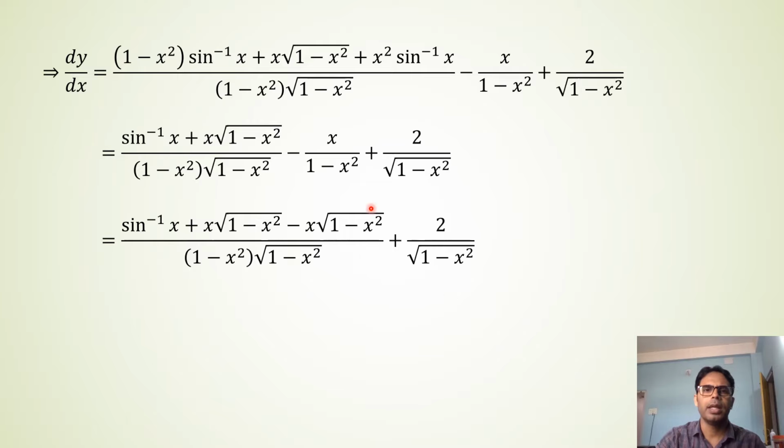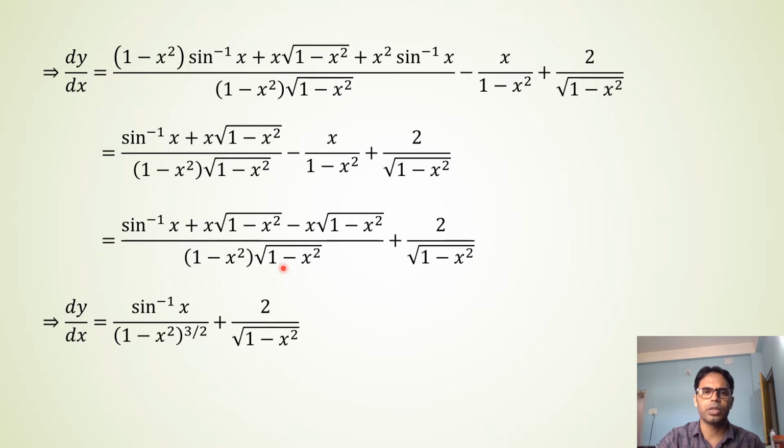Here you see these two terms, positive and negative, cancel, so we have sine inverse x divided by this term. Combining these two terms gives 3 by 2 and 2 by root over 1 minus x square. So that is the answer for the question. If in the question the last term is changed by some other function, then this term will be some different expression, and this will remain same. Okay, so this is the solution for the question.